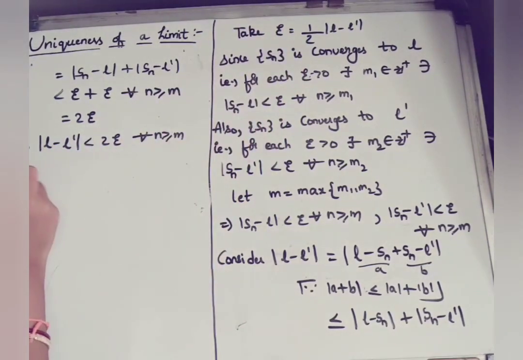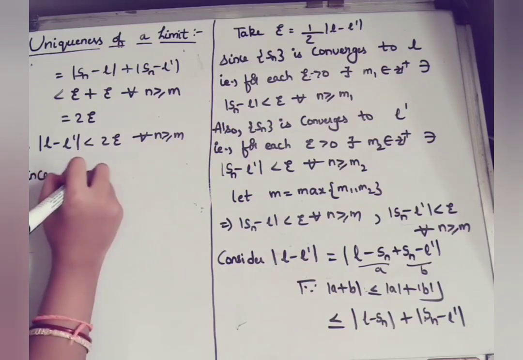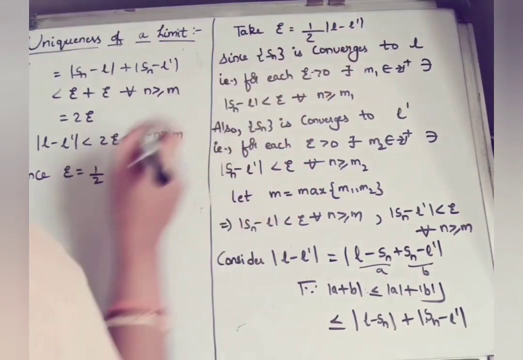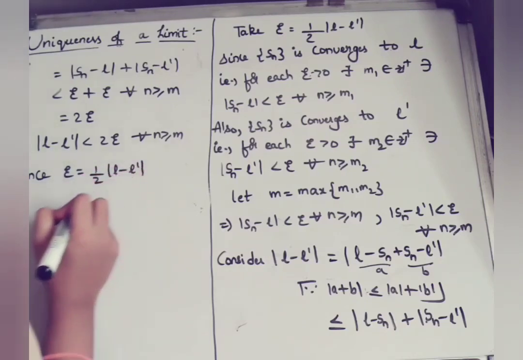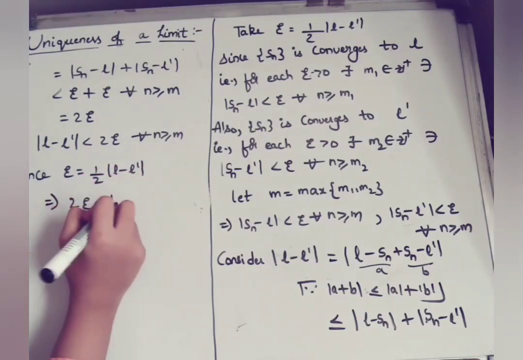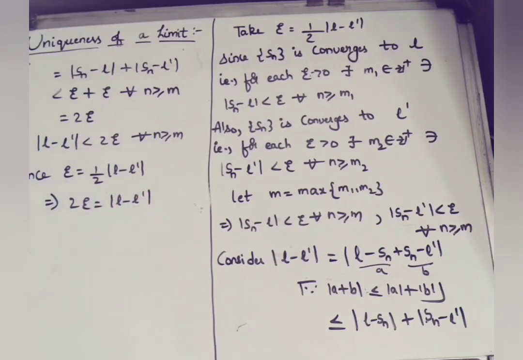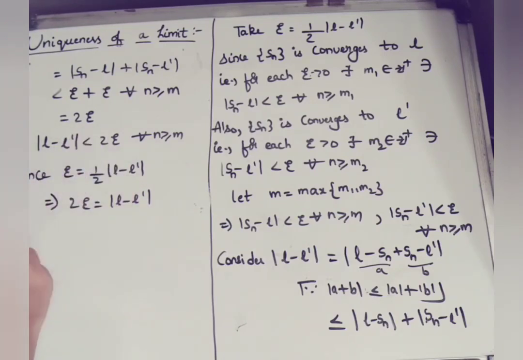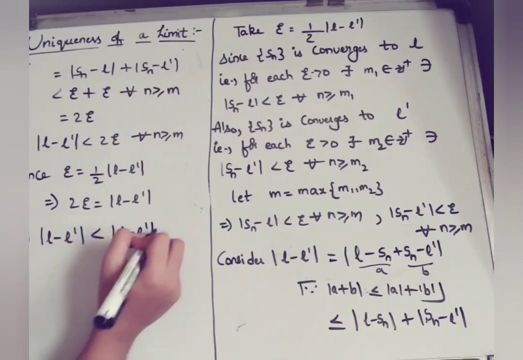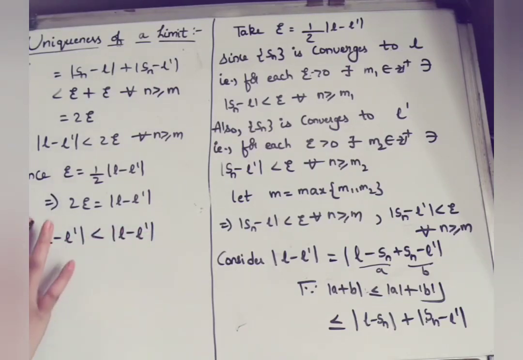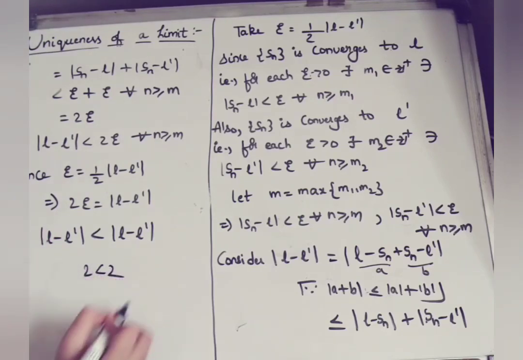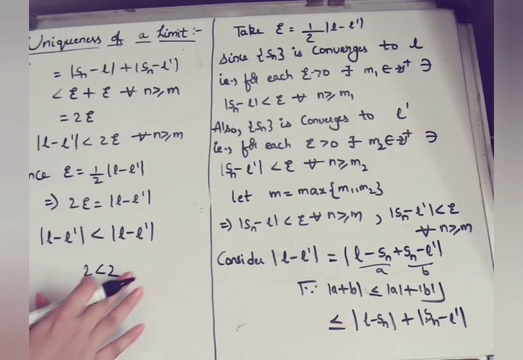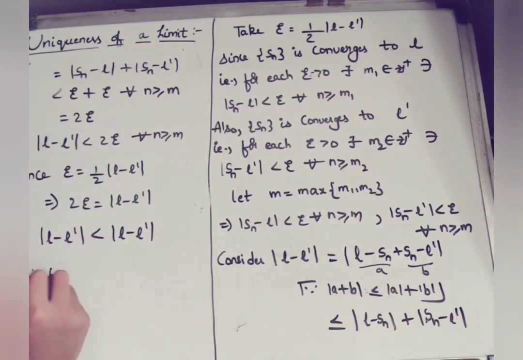Since what is the value of epsilon? What did I consider here? 1 by 2 mod L minus L dash. This is nothing but 2 epsilon equals mod L minus L dash. Okay, so we can substitute mod L minus L dash in place of 2 epsilon. So that implies mod L minus L dash less than mod L minus L dash. Is it less than? Is 2 less than 2? Similarly, is mod L minus L dash less than mod L minus L dash? No, right?